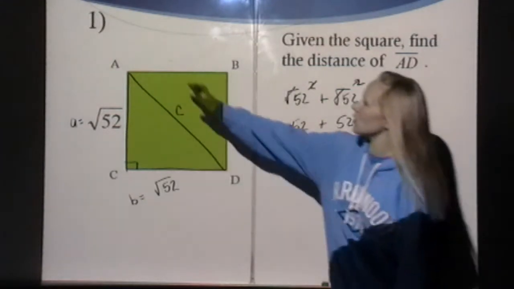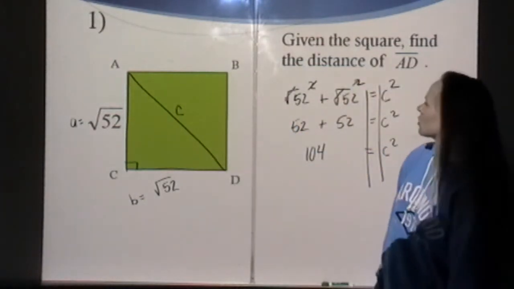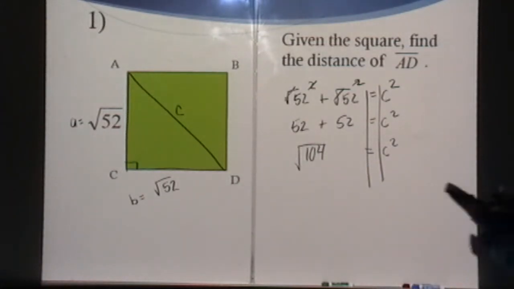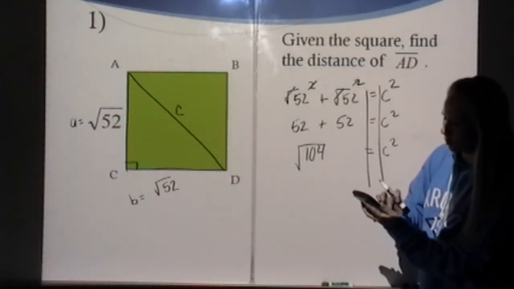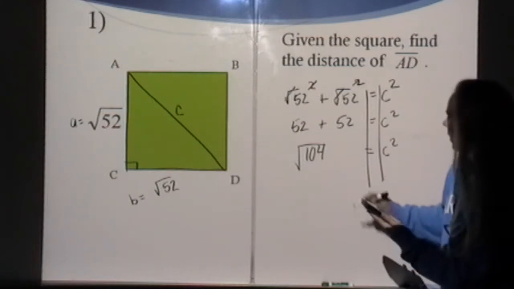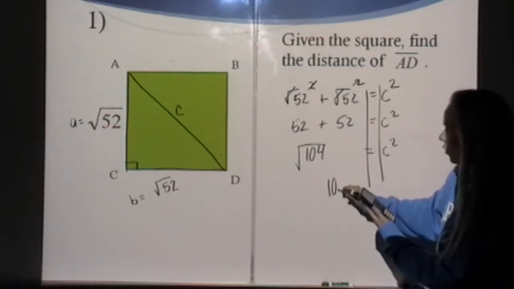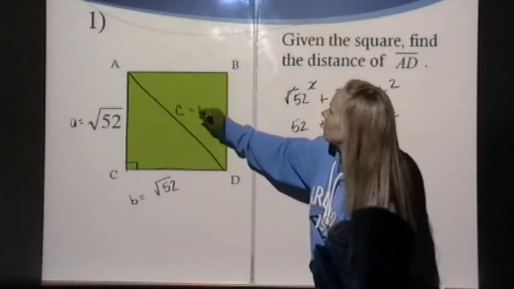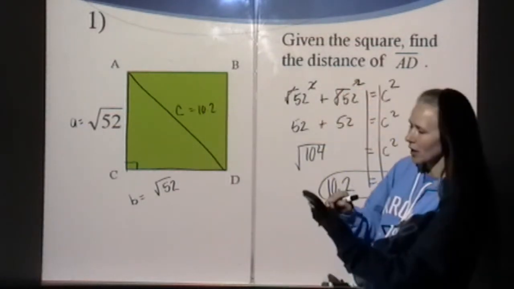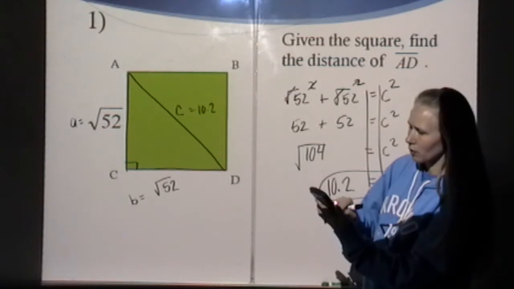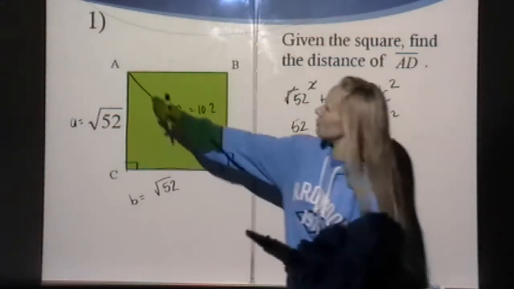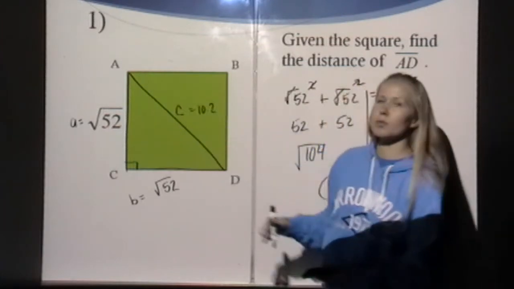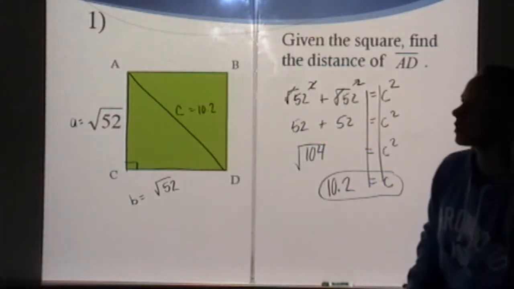And clearly this isn't 104 units here, so I've got to take the square root of 104. If I type that in my calculator, I get about 10.2, and that equals C. So this right here would be about 10.2 units long, and if I type in the square root of 52, this is about 7.2 by 7.2, and that makes sense that this would be a little bit longer. All right, let's look at the second example.